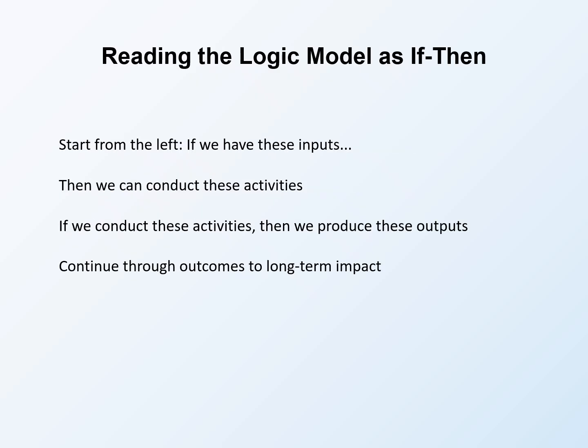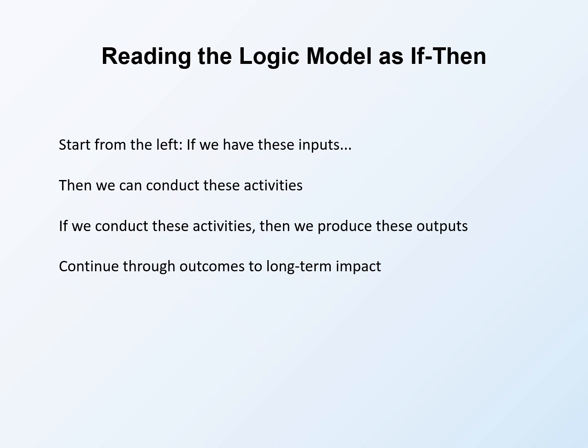The technique is simple but powerful. Read your logic model from left to right as a series of if-then statements. Start with inputs. If we have these resources, this funding, these staff, these materials, then we can conduct these activities. If we conduct these activities, these workshops, these outreach efforts, then we will produce these outputs, this many participants reached, this much material distributed. If we produce these outputs, then we will achieve these short-term outcomes. Knowledge gained, attitudes changed, continue through medium-term outcomes, behaviors changed, to long-term impacts, health improved. Each arrow in your logic model represents an if-then claim.